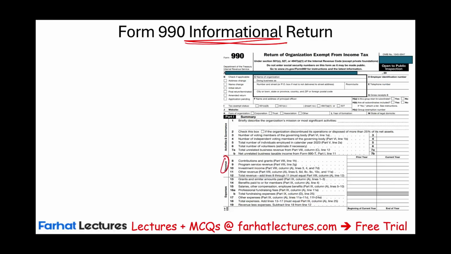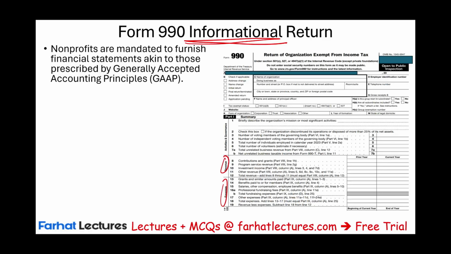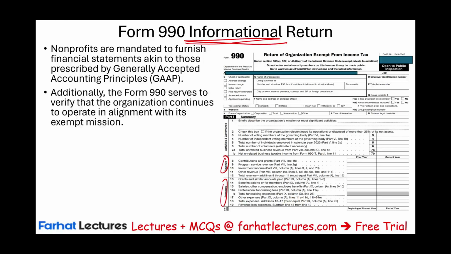Notice here you have to report your revenues, you have to report your expenses, and you have to report a lot of things. It's not only that. I'm just showing you revenue and expenses to give you an idea. So you must furnish financial statements similar to those prescribed by GAAP. There are an income statement, a balance sheet, everything. I mean, if you want to study Form 990, download and look at one and read the instructions.